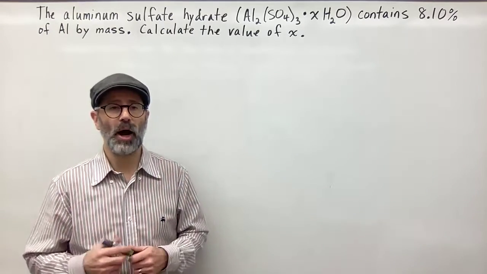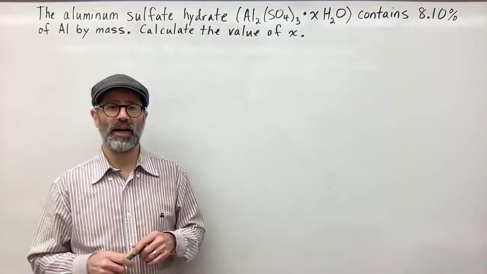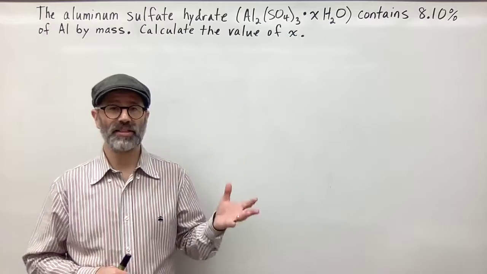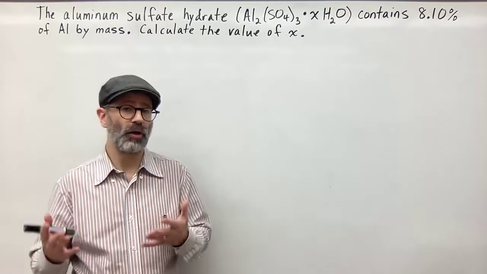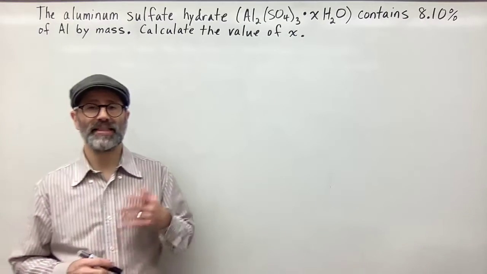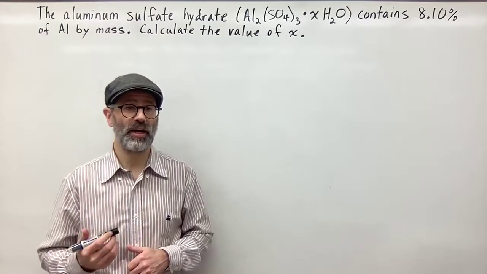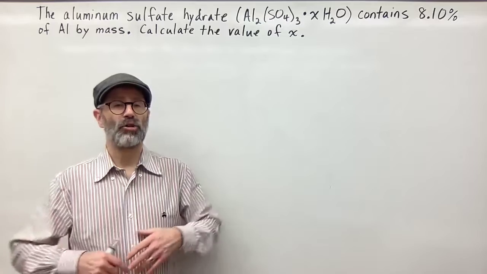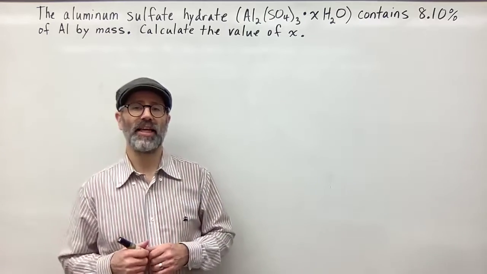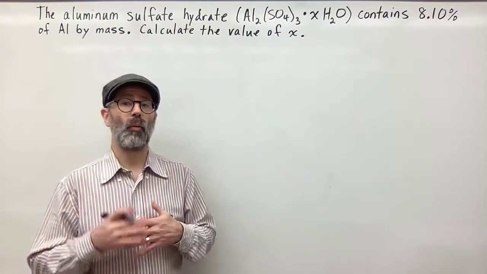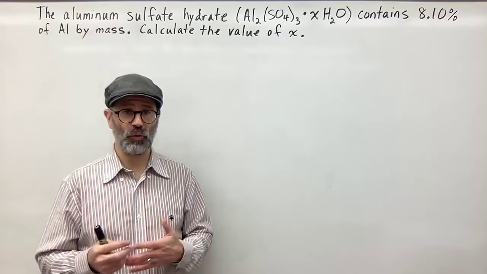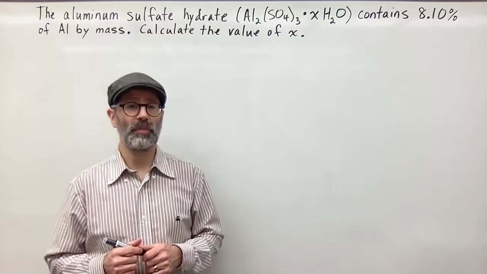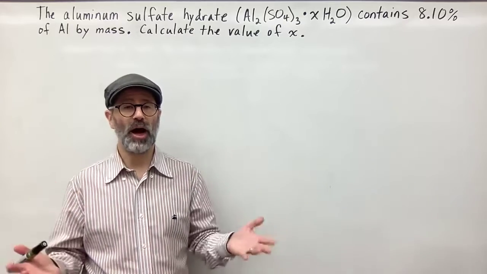So here we're given a problem that aluminum sulfate hydrate, Al2SO4 with X number of moles or molecules of water, contains 8.10% of aluminum by mass. So calculate the value of X. So basically they want us to calculate the number of moles of water, or the number of molecules of water, that's in this hydrate when you're given only the percentage and the formula. So how do you do that?